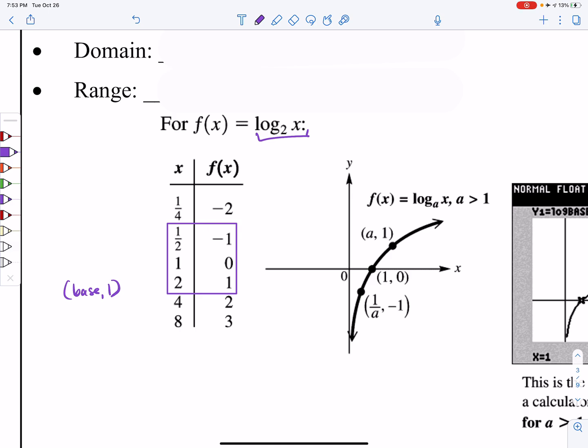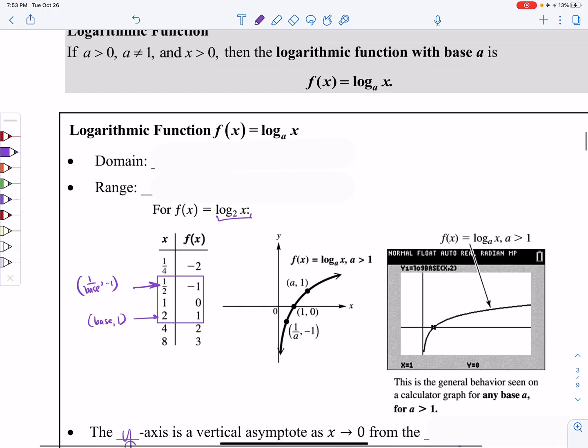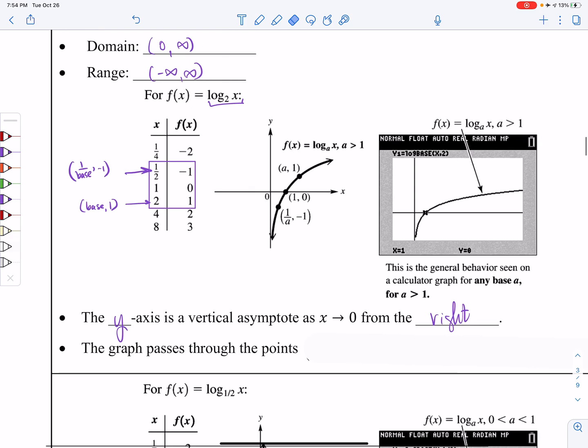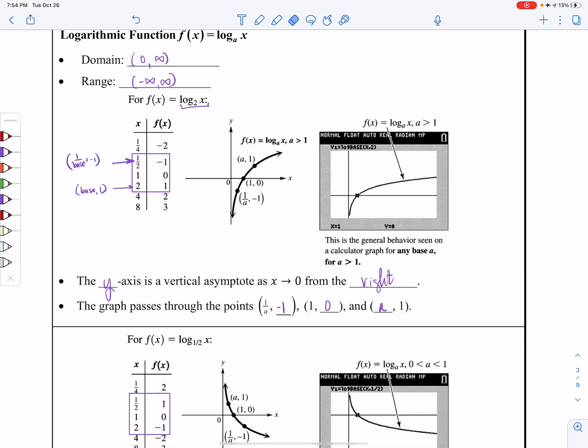And then for this one right here, this is going to be the reciprocal of the base, negative 1. So these are the three important points on the graph. When you look at this graph, the domain is going to be from 0 to infinity. The range will be from negative infinity to positive infinity. The y-axis is going to be the vertical asymptote, as long as x is approaching 0 from the right-hand side. And then the three main points that my graph passes through are going to be (1, 0), (base, 1), where a is my base, (a, 1), and then the reciprocal of the base, negative 1.